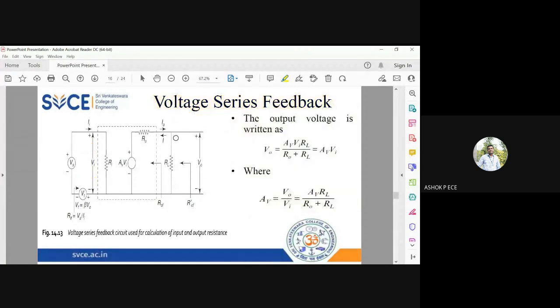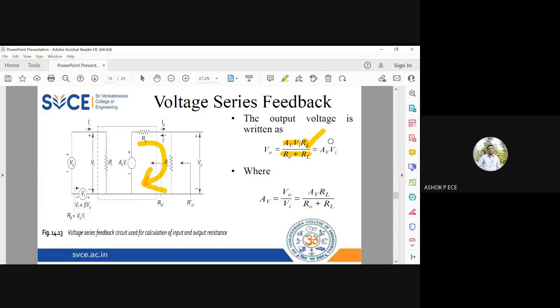V naught is the voltage across RL. You know by Ohm's law, the voltage across RL is I naught into RL. What is I naught? I naught is the current flowing through R naught. You can see a small loop here. So I naught is going to be the total voltage AV Vi divided by R naught plus RL. So V naught equal to I naught into RL, where I naught is AV Vi divided by R naught plus RL. So AV Vi divided by R naught plus RL, into RL, by Ohm's law V is equal to I into R.